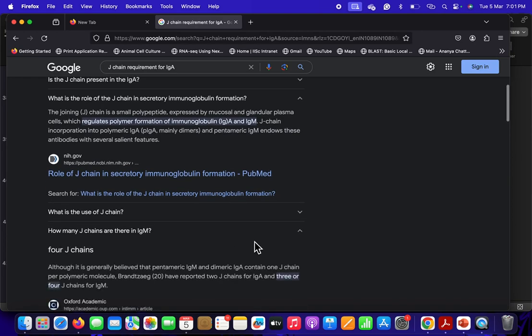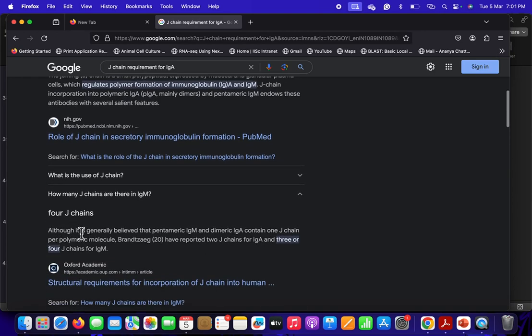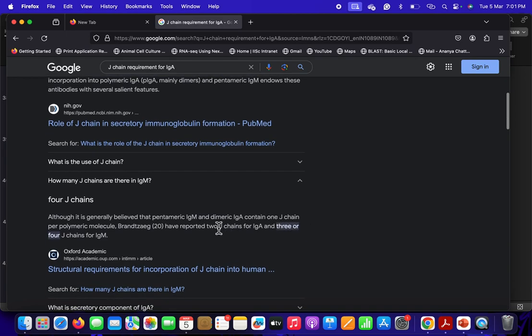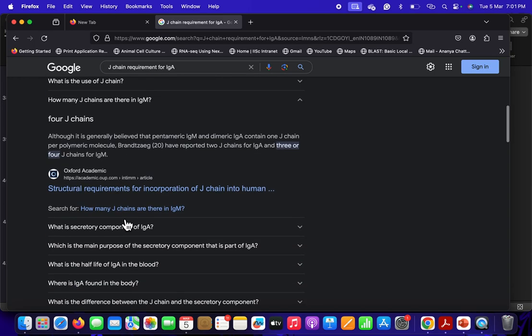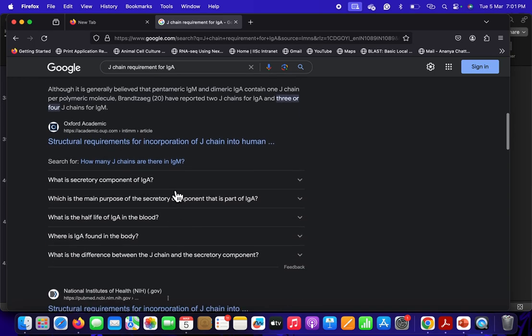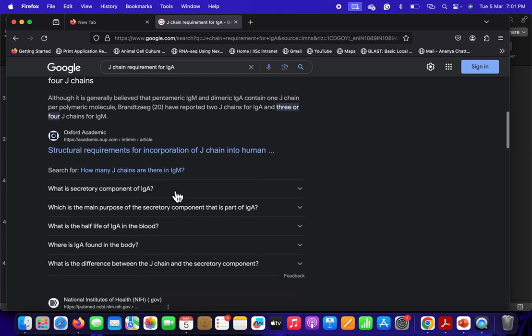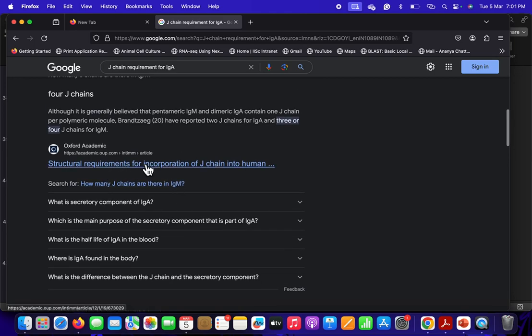So how many J chains are there? Although it's generally believed that pentameric IgM and dimeric IgA contain one J chain per polymeric molecule, some research groups have reported two J chains for IgA and three or four J chains for IgM. So it's conventionally one for each, but in some research papers you can find that they have reported two J chains for IgA.